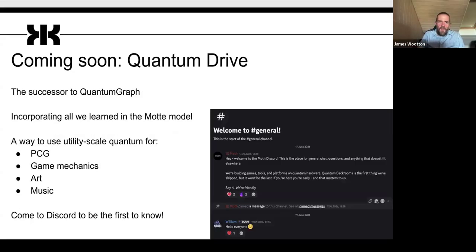Okay, I'm going to run through another couple of things. While we were proving it, and while we were comparing it to QITE, we found that there are some things that quantum graph does that aren't perfect and could be improved. So we're making a new version, the successor to quantum graph, incorporating everything we learned from the Motta model. It's called Quantum Drive.